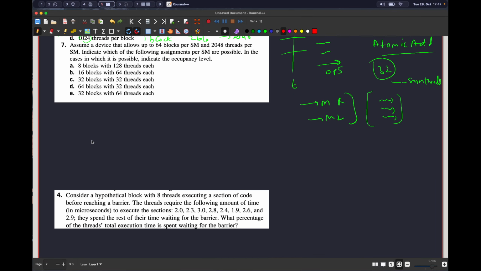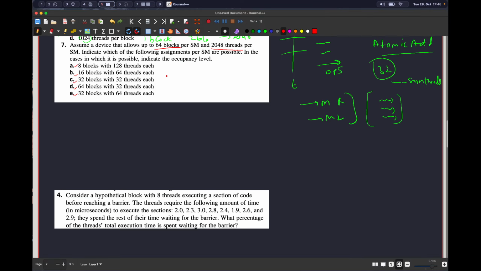Assume a device that allows up to 64 blocks per SM, 2048 threads per SM. So the first limitation is 64 blocks. Indicate which of the following assignments per SM are possible. In the case in which it is possible, indicate the occupancy level. So we have 8 blocks. So the first limit is fine in all of these cases. We are well below our 64 blocks limit.